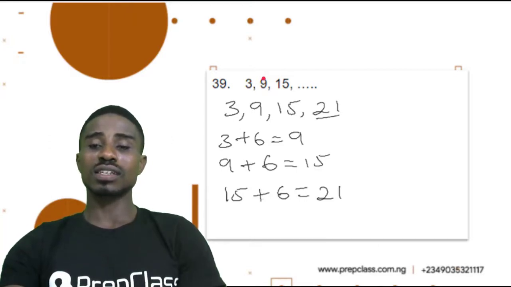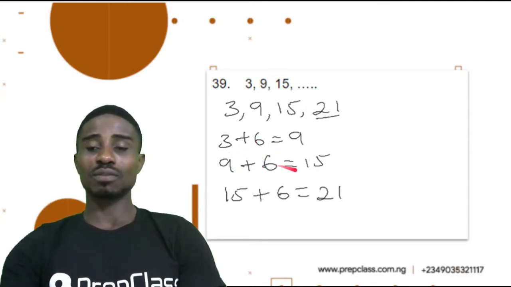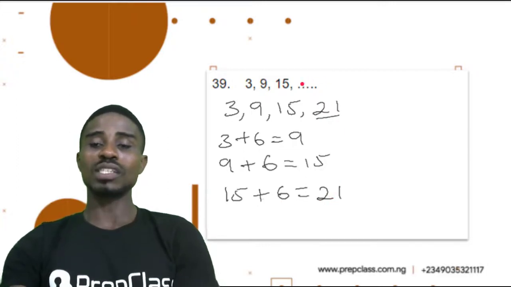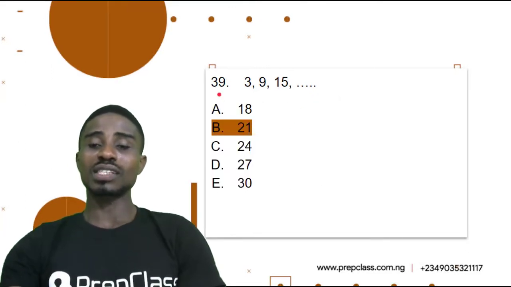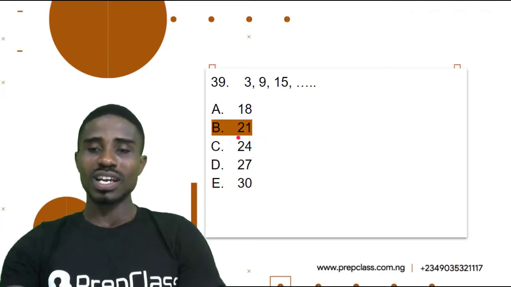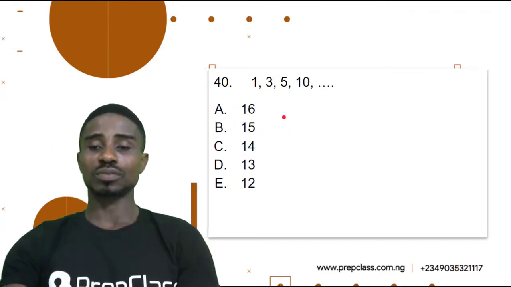3 plus 6 is 9. 9 plus 6 is 15. So 15 plus 6 is 21. 3 plus 6, 9. 9 plus 6, 15. 15 plus 6 is 21. So our missing space here would be 21. Let's check it out. Question 39, our correct answer is 21. Let's look at the next question.